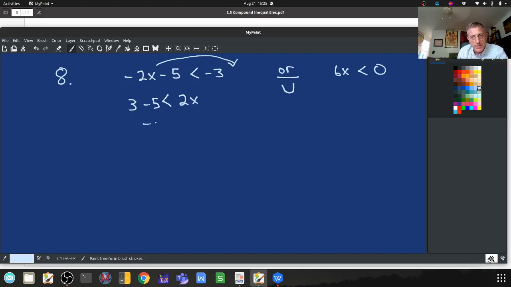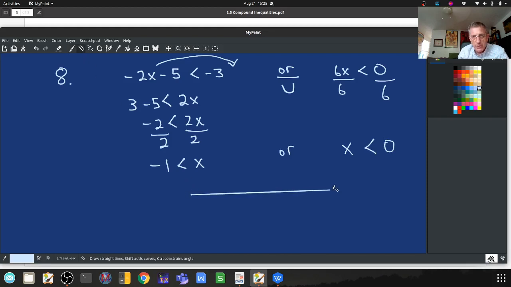And I'm doing that just so I'll have a positive coefficient on my x term. So 3 minus 5 is minus 2 is less than 2x. So now I can divide both sides by 2. And there is no requirement to flip the inequality. So I get minus 1 is less than x. Or 6x is less than 0. I just divide both sides through by 6. So x is less than 0.